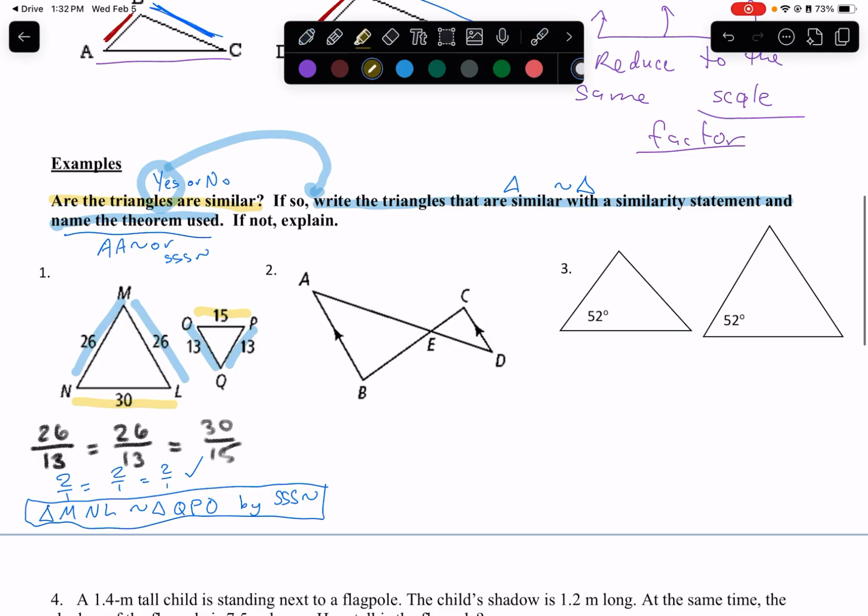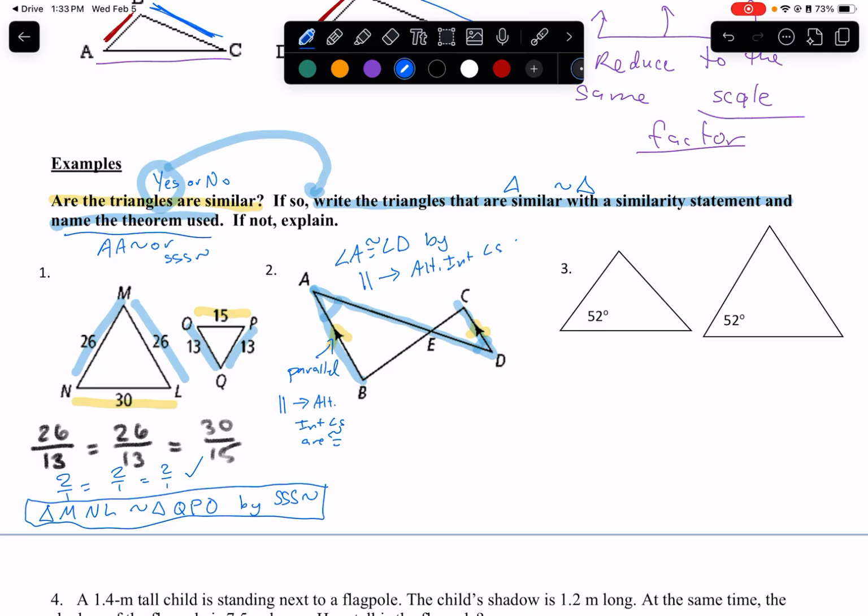So now we're going to look at number 2. On number 2, I see these little arrows. Remember that the arrows mean parallel. So I remember back from Unit 3 that if lines are parallel, then we know alternate interior angles are congruent. So if I go from my parallel line down one of the two transversals to another parallel side, I get that the angles inside of that are congruent. So angle A is congruent to angle D, because if lines are parallel, then alternate interior angles are congruent.